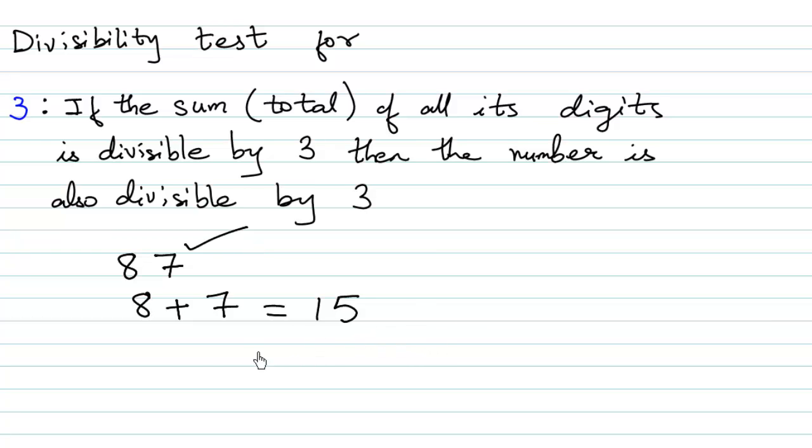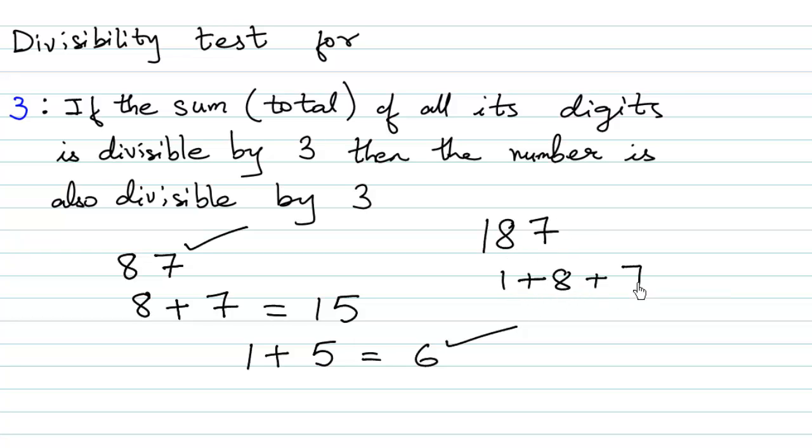In fact, you can just continue with this. 15 is also made up of 1 and 5. If you add the digits, 1 plus 5 is 6, and 6 is also divisible by 3. So 87 is divisible by 3. But if I suddenly write this as 187 and add the digits 1 plus 8 plus 7, this time we get 16, and since 16 does not go in the table of 3, 187 is not divisible by 3.